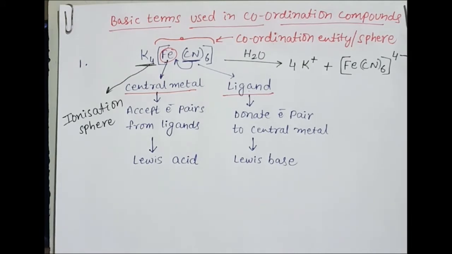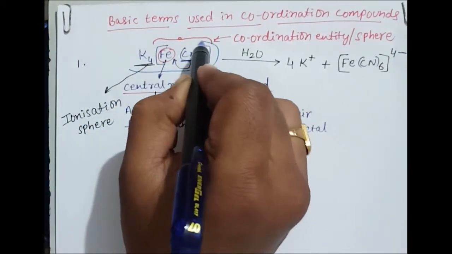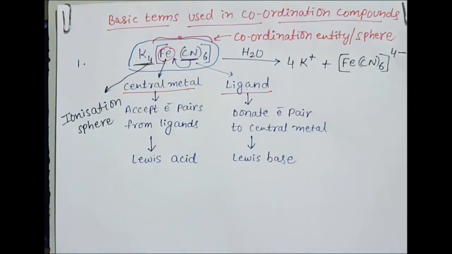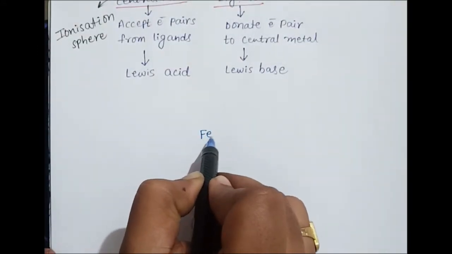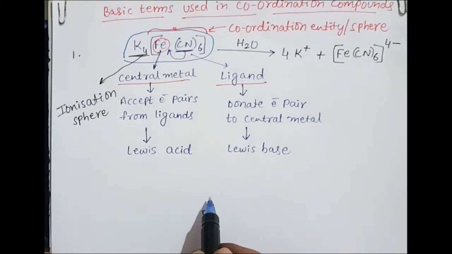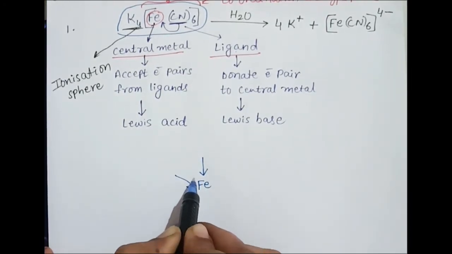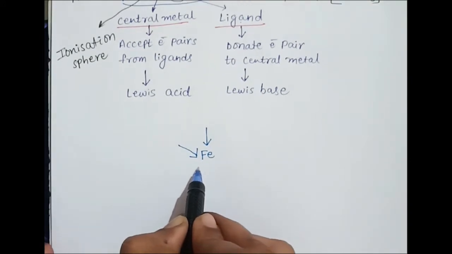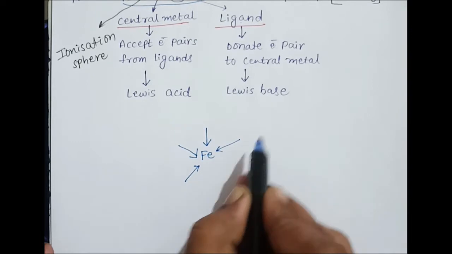Now to make it easier to understand, I'll tell you how it exists. This is the big compound K4[Fe(CN)6], and we can draw its structure like this. It has a central metal surrounded by 6 cyanide groups, and these 6 cyanide groups are donating electron pairs, which means they are forming coordinate bonds. The coordinate bonds will be like this.